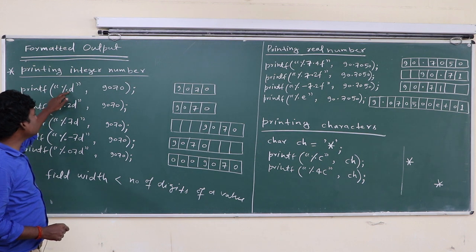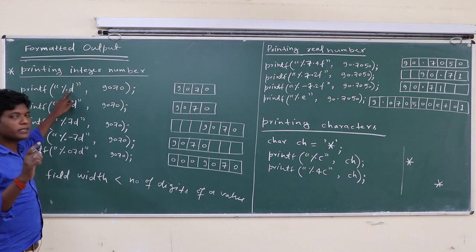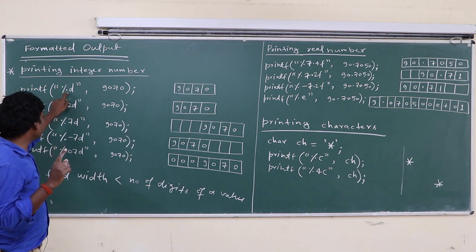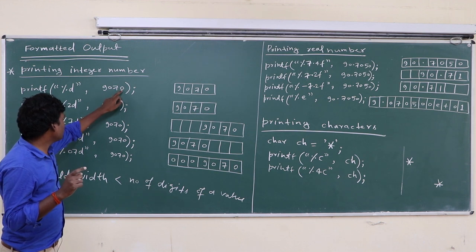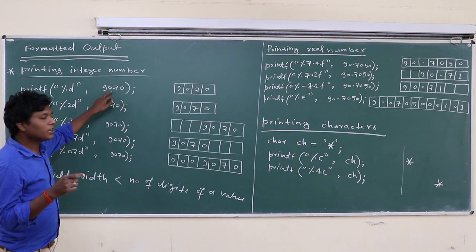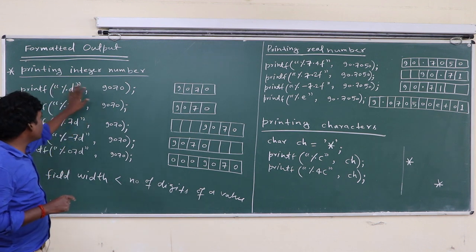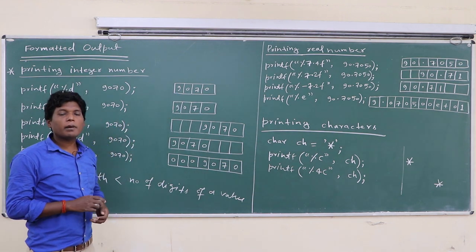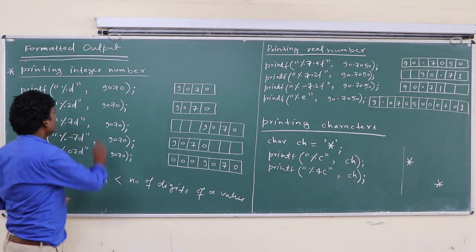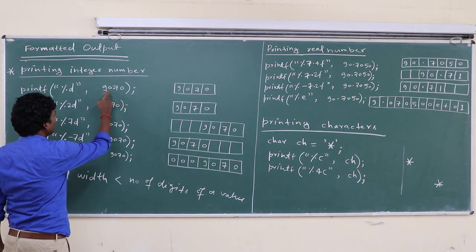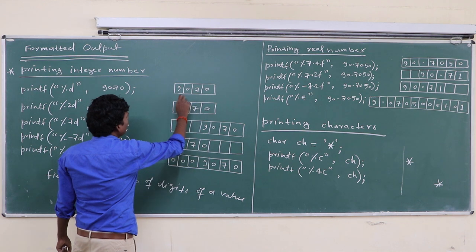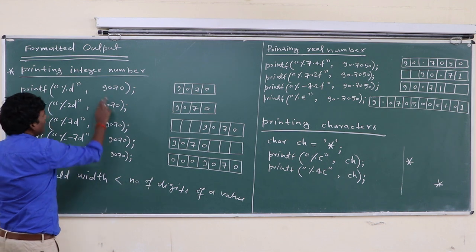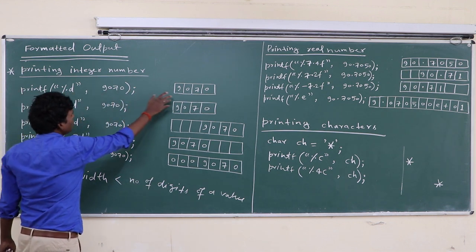Here the field width is by default 1. %d means %1d, 1 is hidden here. So the field width is 1, and 1 is less than the number of digits, 1, 2, 3, 4. There are 4 digits in this value, so it is printed normally, 9070. The number of blocks will be equal to the number of digits. So there are 4 digits, so there will be 4 blocks, 1, 2, 3, 4, and the printer prints 9070 normally.